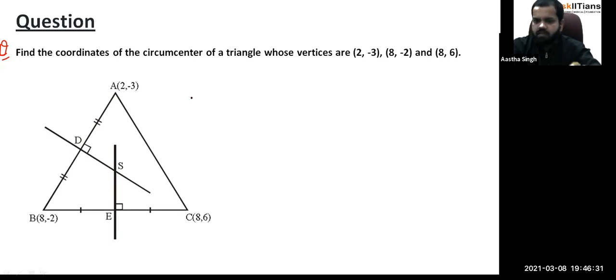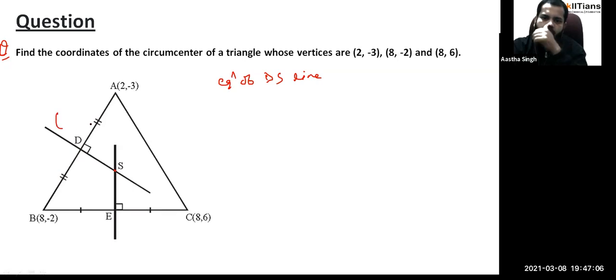Let's suppose this point S is your circumcenter. It means your SE will be perpendicular and it will also bisect, and your DS will be perpendicular and it will also bisect, right? Guys, can you find out the equation of the DS line? Equation of the DS line.